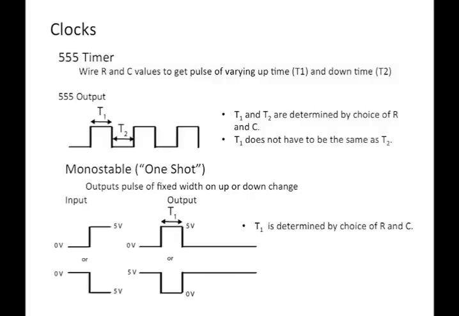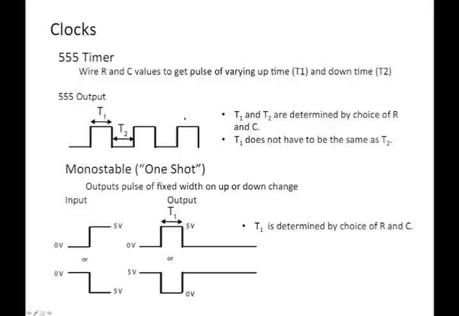There are other kinds of chips. There's clocks. There's the 555 timer. You can put in a certain R and C value, and then you can get pulses of varying time. The up pulse and the down pulse can be different, and this is a digital output. We can define the high time by the appropriate choice of R and C. We can define the low time by a different choice of R and C, and then the chip itself will just output this signal continually until you turn it off. Okay, so that's the 555 timer.